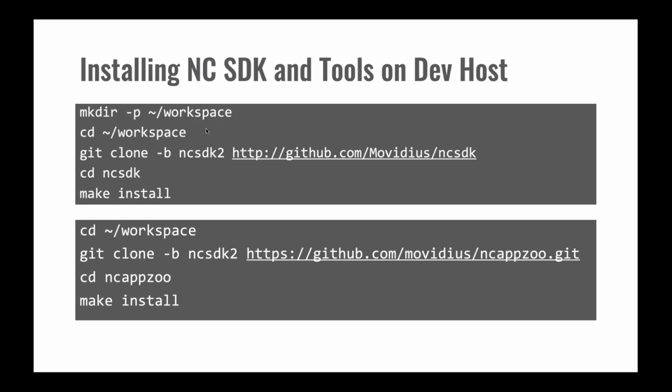So getting started with NC SDK is pretty straightforward. You can clone the repo. More recently, I think almost 8 months ago, Intel has released the second version of NC SDK. So that's the reason why I added -b for the branch of the second version. So you clone that, then you get into the directory and simply run make install.